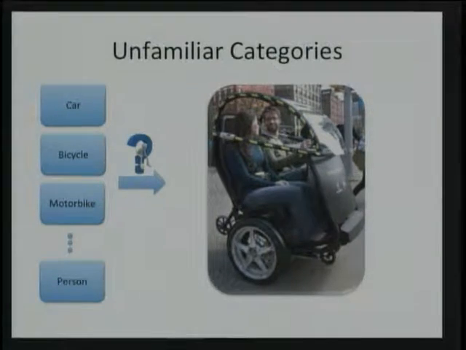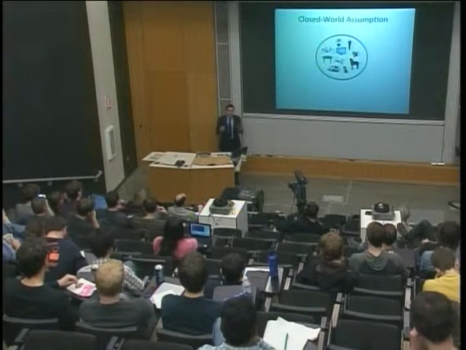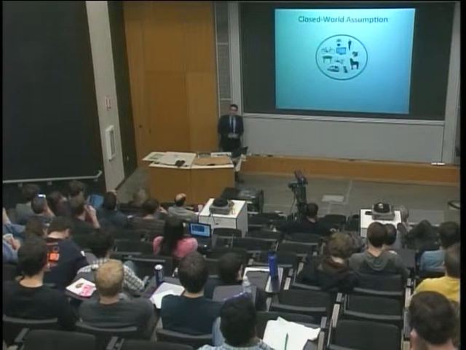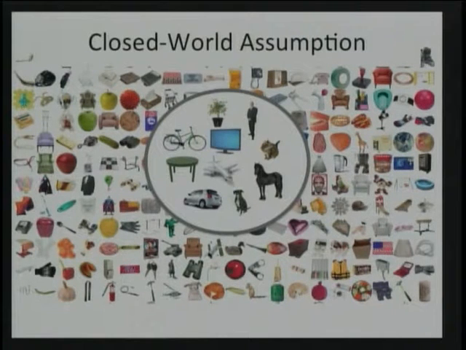This is because of this implicit assumption about closed world assumption that we typically have in current setups of recognition. We always assume that the objects of our interest are these 20, 30, 100 categories, and everything that I'm going to be tested on would be these 30 categories. But as a matter of fact, most of the objects that we're going to see are going to be unfamiliar.